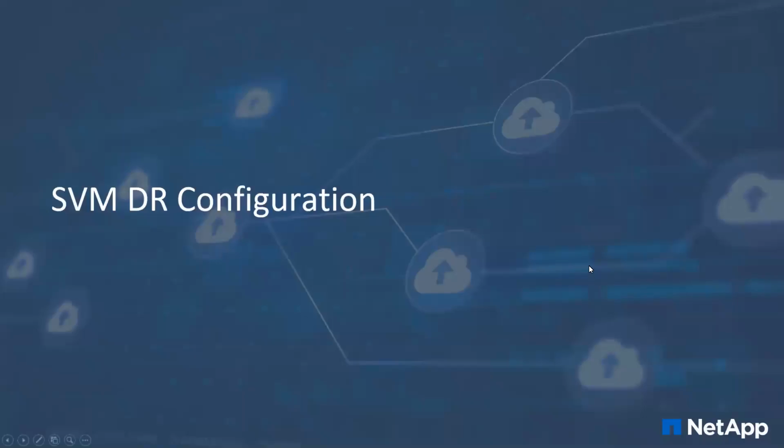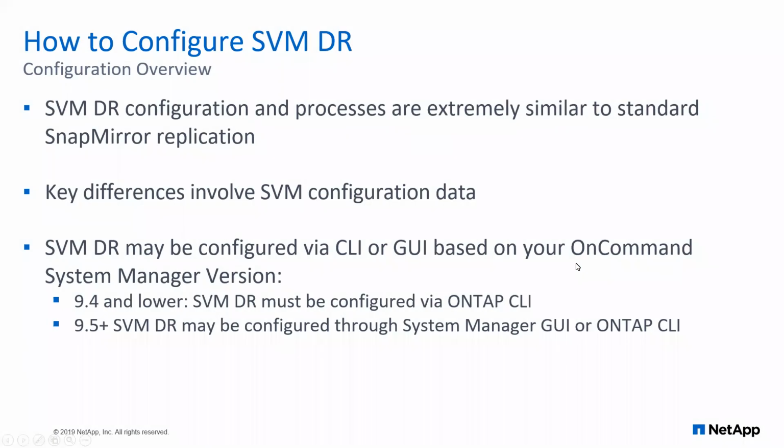So next we're going to talk about how you set it up. How do you configure it? And specifically, how do we move that configuration data for your SVMs? So I've already alluded to this as well, but SVM DR configuration and processes are extremely similar to what you're already used to with standard volume level SnapMirror replication. A lot of it's going to seem very familiar, and that's because it is. The main difference that you're really going to have to deal with is what you want to do with your SVM configuration data. And we'll talk about that in a second.